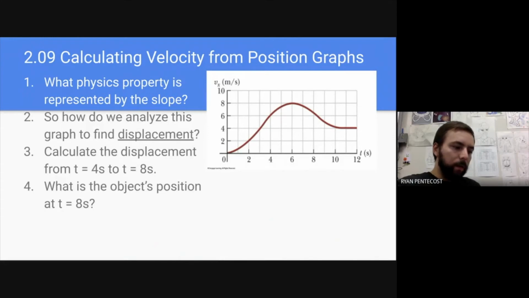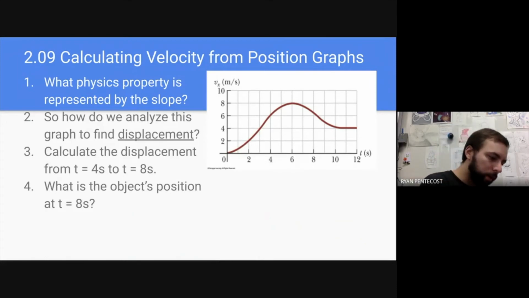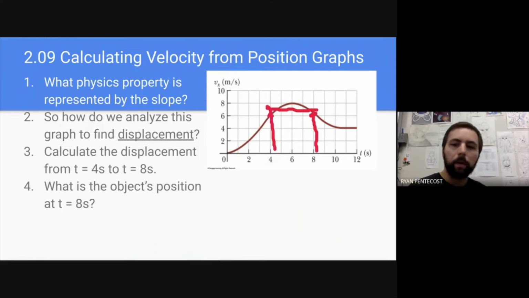So what you will do to find displacement from t equals 4 to t equals 8 is we will find the area under the curve from this point to this point. Now, we need the area. Let's say that that is a square. It starts at 6, goes up to 8, and then goes right back down to 6. So let's say the height of this square is 7. Not perfect math, I know, and that's okay. This is the simplified version. But we will find the area of this square.